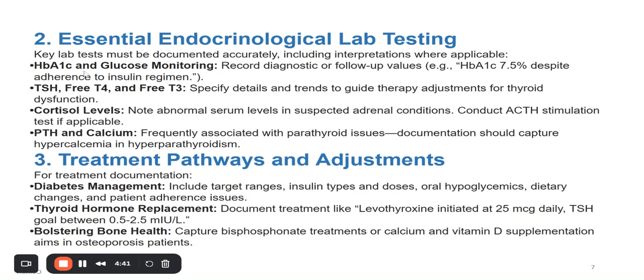endocrinological lab testing. Key lab tests must be documented accurately, including interpretations where applicable. HbA1c and glucose monitoring, record diagnostic or follow-up values. For example, HbA1c 7.5% despite adherence to insulin regimen. TSH, free T4, and free T3, specify details and trends to guide therapy adjustments for thyroid dysfunction. Cortisol levels, note abnormal serum levels in suspected adrenal conditions. Conduct ACTH stimulation test if applicable.